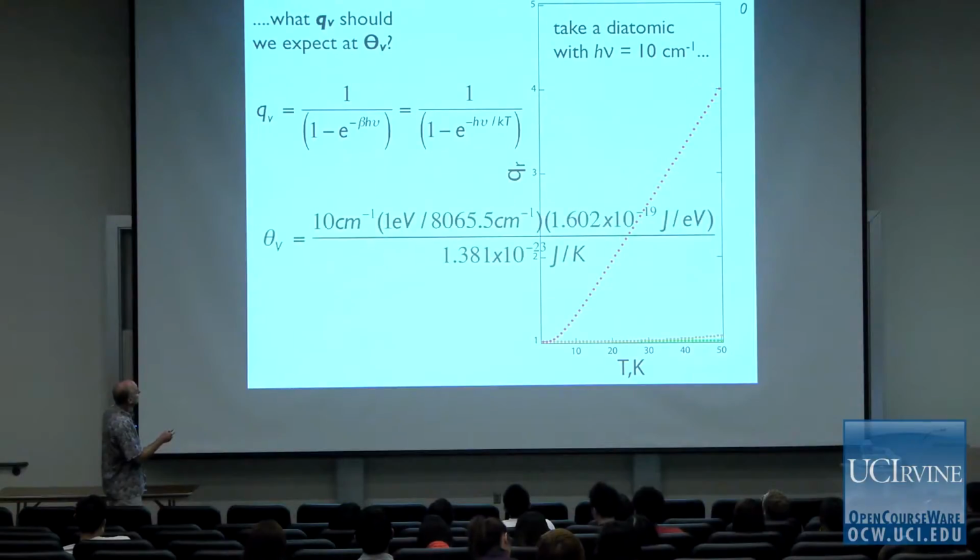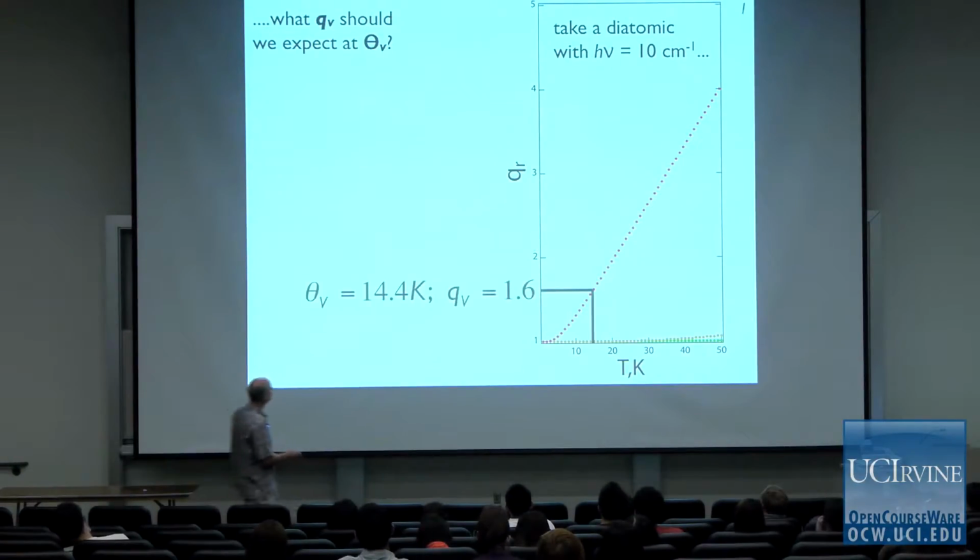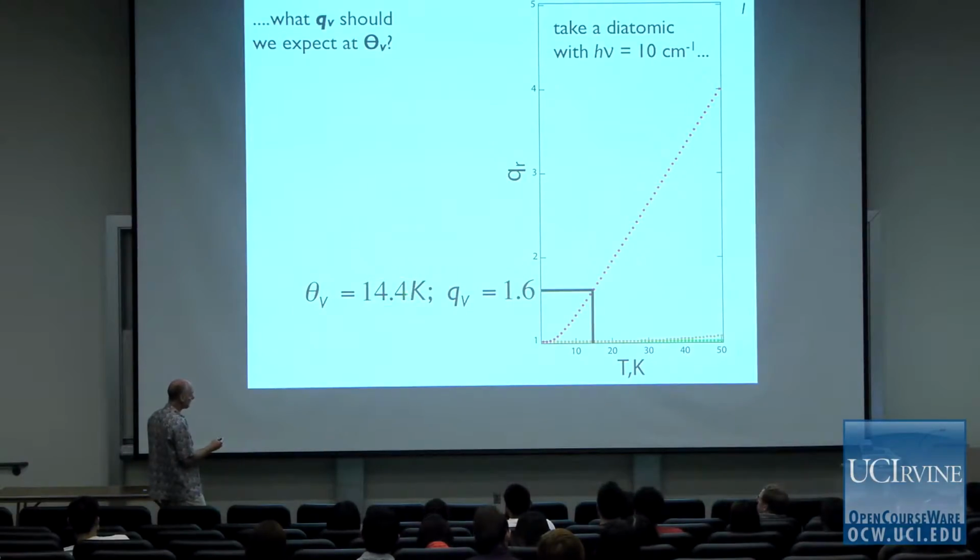Okay, so let's calculate what the characteristic vibrational temperature is for a 10 wave number mode. I mean, of course, in real molecules, we hardly ever see a vibration that has this little energy, do we? This would be unusually low. All right, but let's do the calculation anyway. The vibrational temperature would be only 14 degrees Kelvin.